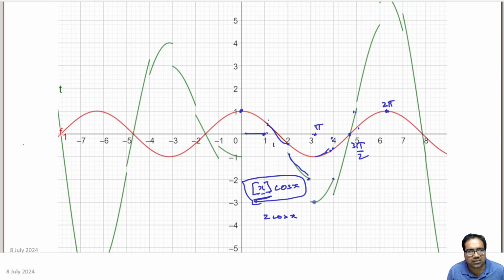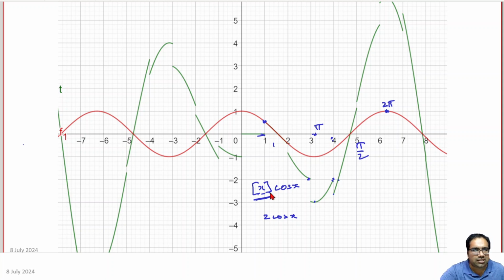This is from the left side, this is from the right side. At 4, there is a break. This is from the left side, this is from the right side. Everywhere, there is a break. Why is this happening? Because in this graph, at 1, it is not 0. So before 1, it is multiplication with 0, and after 1, it is multiplication with 1. That's why there is a break.